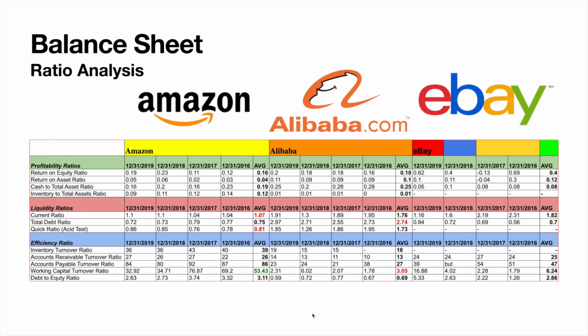Lastly, debt to equity ratio generally should be around 1 to 1.5 range, but companies like Amazon will use more debt financing to expand their business in other areas. Amazon uses about $3.11 in debt for every dollar of equity.